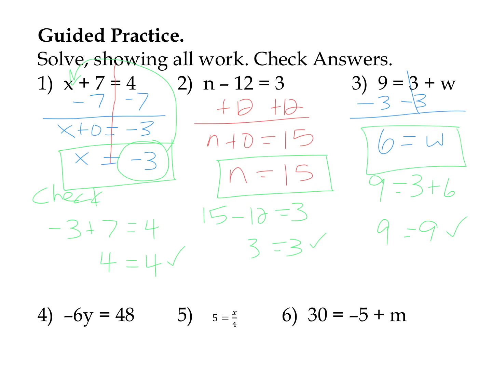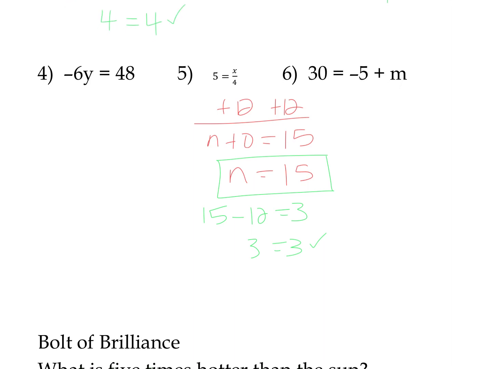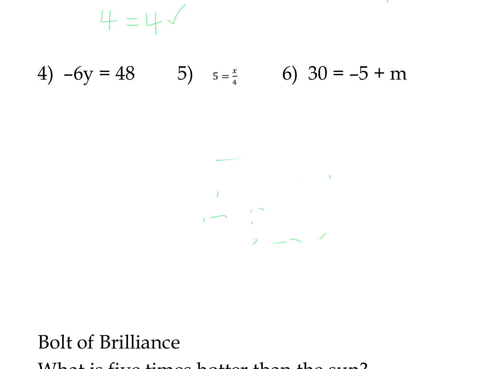Okay. Show the steps, use the inverse operations to get that variable by itself, and then always check those answers. All right. If we look at this next example here, we've got negative 6y equals 48. I want to look for the variable, the y, and say, what am I doing to that y? Well, I'm multiplying it by negative 6. Right, we have to identify the operation that's happening to the variable. So the way I'm going to cancel that out is to divide by negative 6. The inverse of multiplication is division.